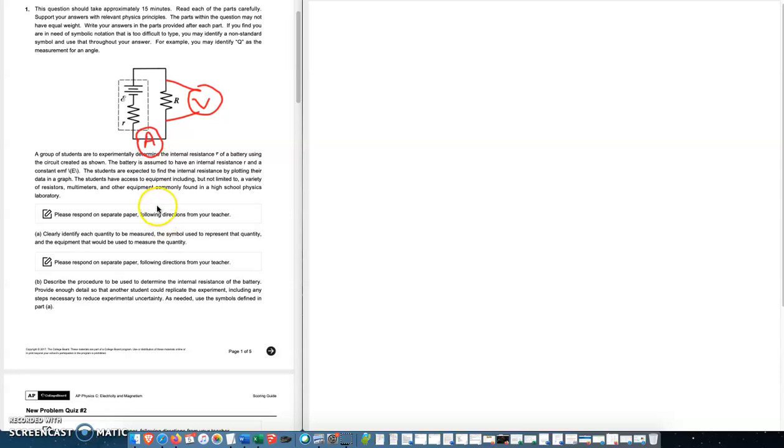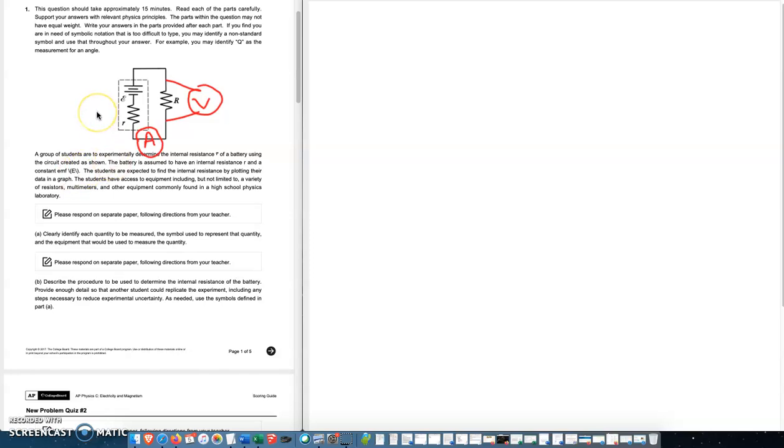So what we want to do is figure out the internal resistance. The students are expected to find the internal resistance by plotting their data in a graph. This is an indication that we need to come up with a way of getting multiple data points, not just one.